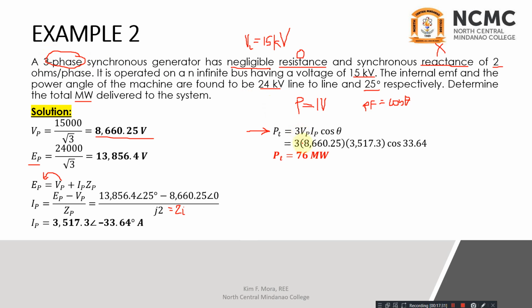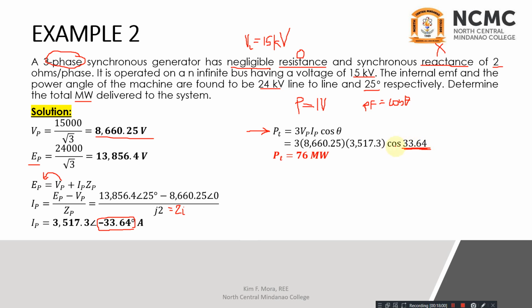So we have 3 times our value of VP, which is 8,660.25, multiplied by the magnitude of our IP that we got, which is 3,517.3. Then for the angle of the current, we substitute it as our theta.